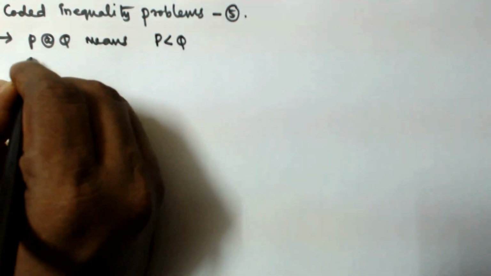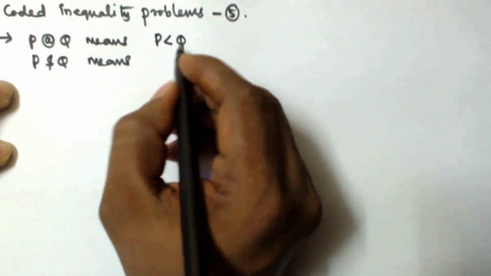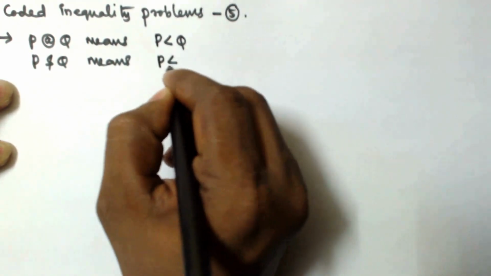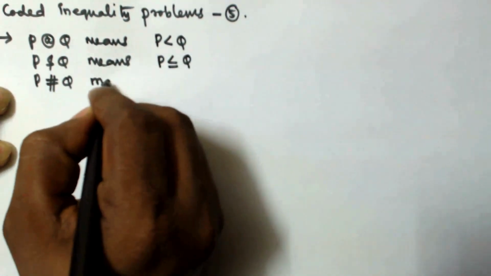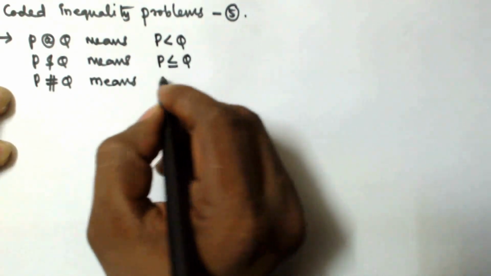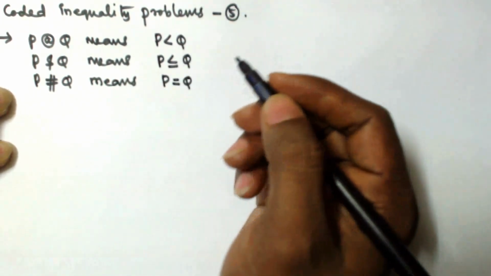And the second one is p dollar q, which means p is less than or equal to q. So mathematically we can represent p less than or equal to q. P hash q means p is equal to q. So that one we can represent as p equal to q.